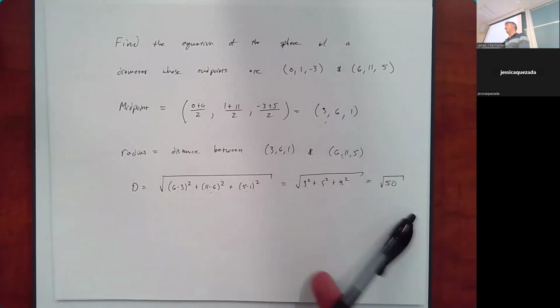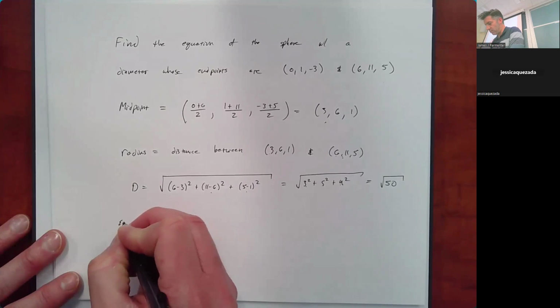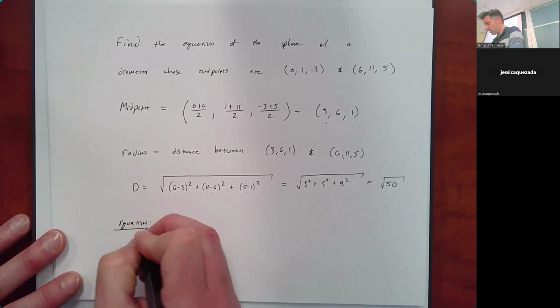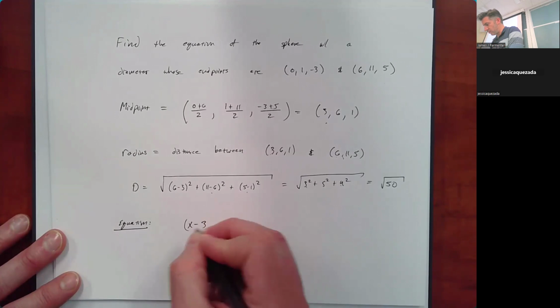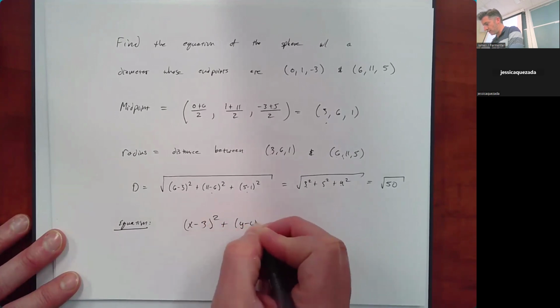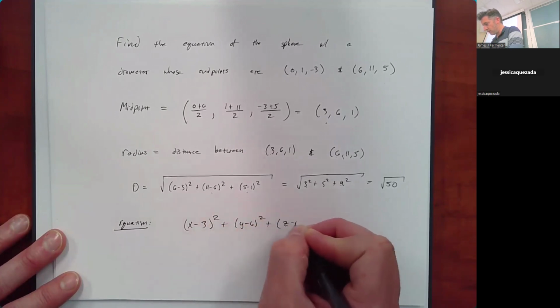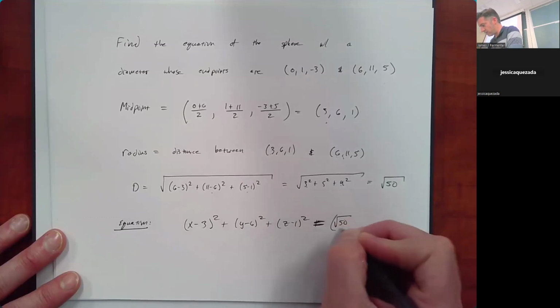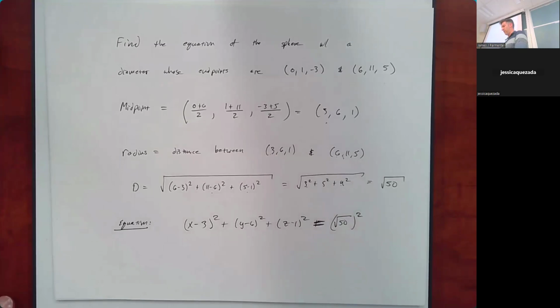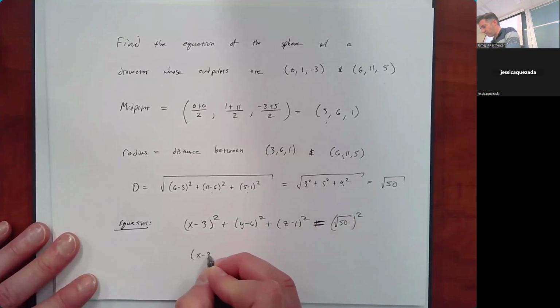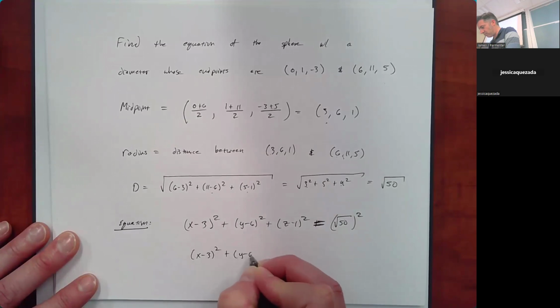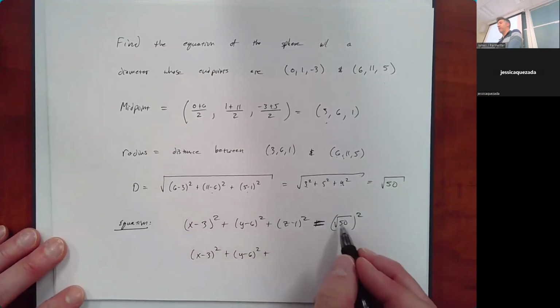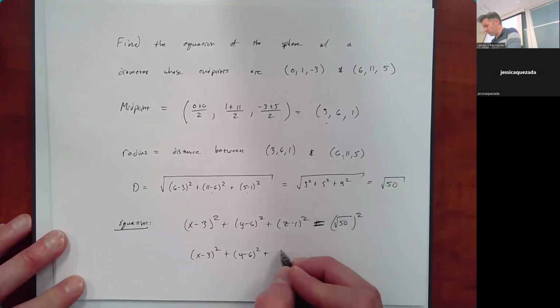And I wouldn't bother simplifying that, and here's why. If we're just being asked to find the equation of the sphere, well, then my equation is going to be (x - 3)² + (y - 6)² + (z - 1)² equal to the radius squared, which I would then just write as 50. So if you have to write the equation of the sphere, don't bother trying to simplify the radius. You could write it as 5 root 2, but there's no need.